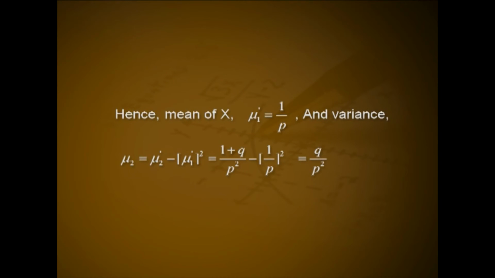Hence, mean of x, mu 1 dash, equal to 1 by p, and variance mu 2 equal to mu 2 dash minus (mu 1 dash) the square. That is equal to (1 plus q) divided by p square minus (1 by p) the whole square. That is q divided by p square.